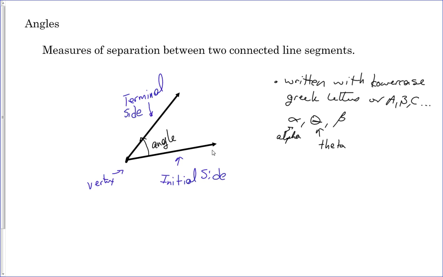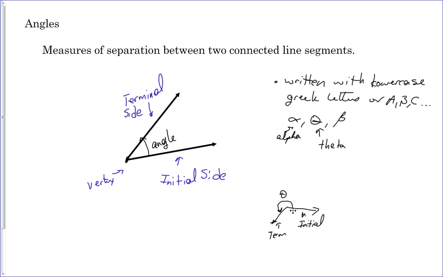You have your initial side, which is your starting side, your vertex, which is where your two sides meet, and your terminal side, which is your ending side. And then, of course, your angle is between there. Now the measure of separation is normally taken starting at the initial side and going to the terminal side. So if this was our initial side, and this was our terminal side, our angle would be this, not necessarily this here.